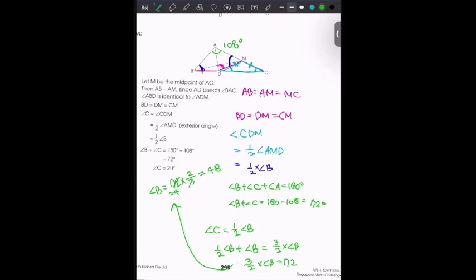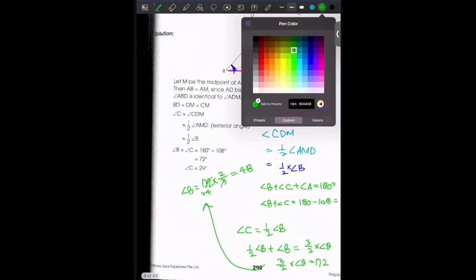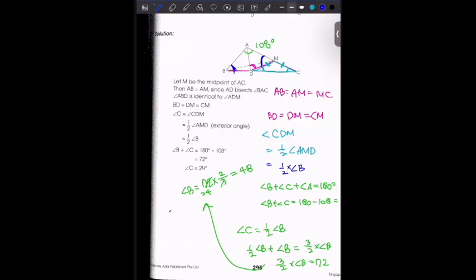And since we know that angle B is equal to 48 degrees, we found that angle C is equal to 1/2 of angle B. And so angle C is going to be 1/2 of 48, which is going to be 24 degrees.